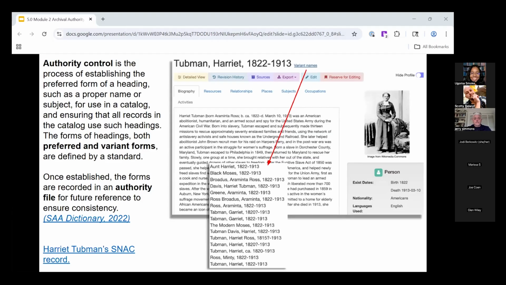So authority control, according to the SAA dictionary, is the process of establishing the preferred form of a heading, such as a proper name or subject, for use in a catalog, and ensuring that all records in the catalog use such headings. The forms of headings, both preferred and variant forms, are defined by a standard. Once established, the forms are recorded in an authority file for future reference to ensure consistency. Some well-known authority files include the Library of Congress Name Authority File, or LCNAF, and the Virtual International Authority File, known as VIAF.